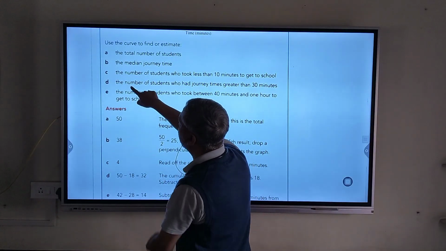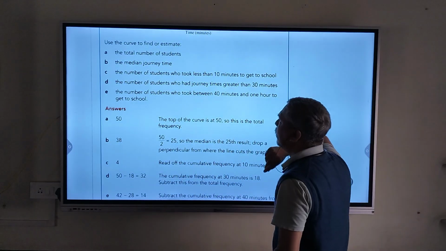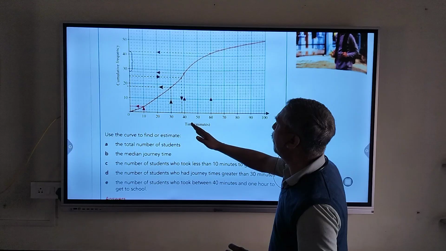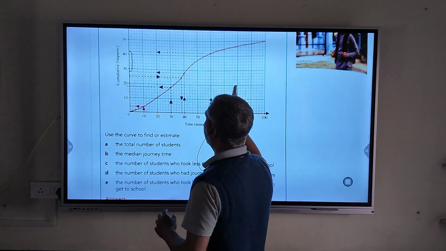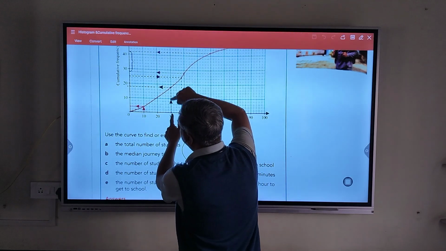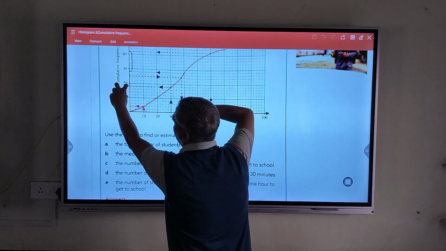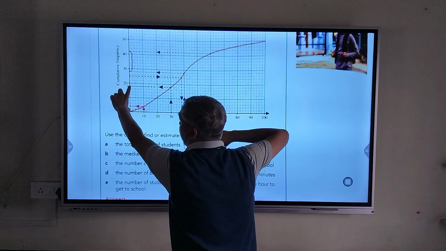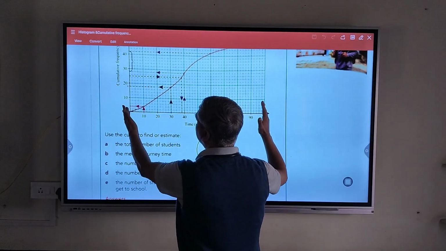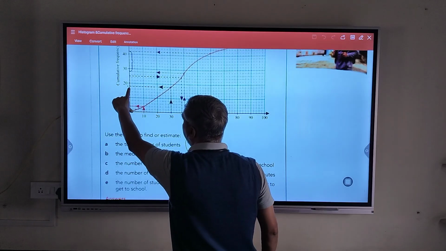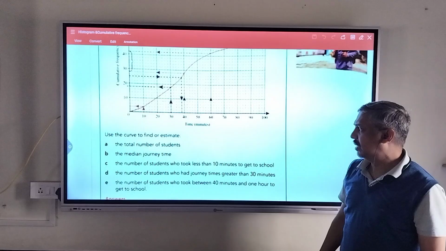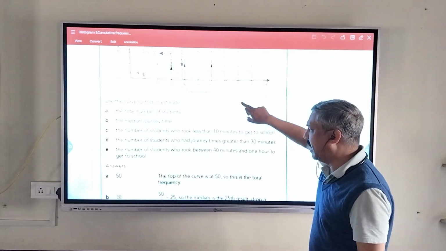Then the number of students who had journey times greater than 30 minutes. Where is 30 minutes? Here. Greater than 30. So less than or equal to 30 comes from here, and this is 18. Sorry, 18. Total is how many students? 100 students. Out of 100 students, 18 students are taking 30 minutes or lesser. So 100 minus 18.